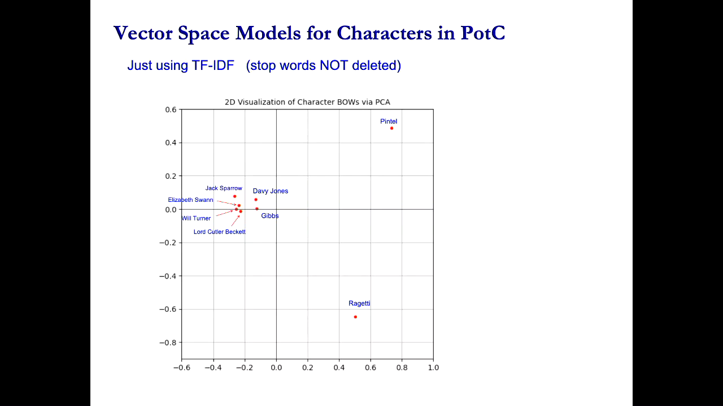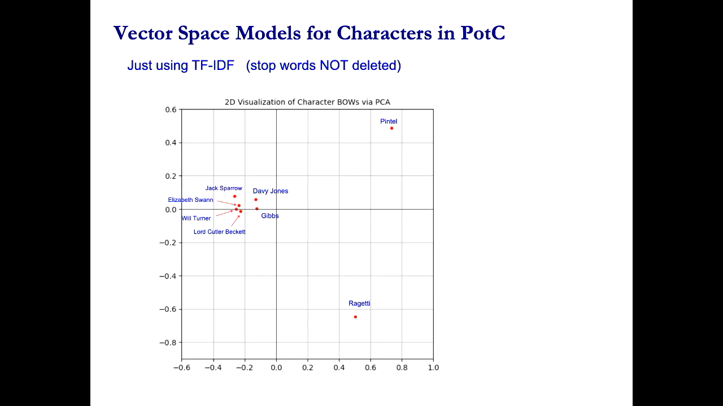Now, everybody but the two, these characters hardly said anything, and it was mostly "arg" or "hang 'em," or something, you know? But then all these people are now near each other, and Elizabeth Swann and Will Turner and Lord Cutler Beckett are right near each other.